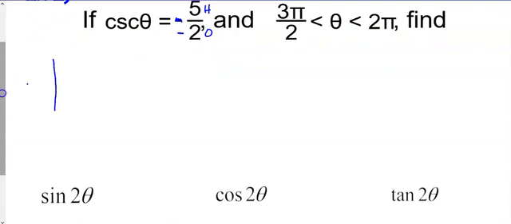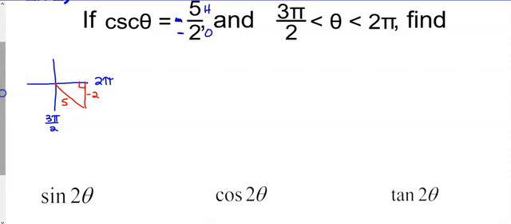Okay, so first thing I would do, draw a picture. 3 pi over 2 is right here, and 2 pi is right here. So basically, we're drawing our terminal side in the fourth quadrant. We don't need to be super perfect, but kind of make yourself a right triangle there. And we want the hypotenuse to be 5, and we want the opposite to be negative 2. So we didn't do a very good job drawing to scale there, but that's okay.